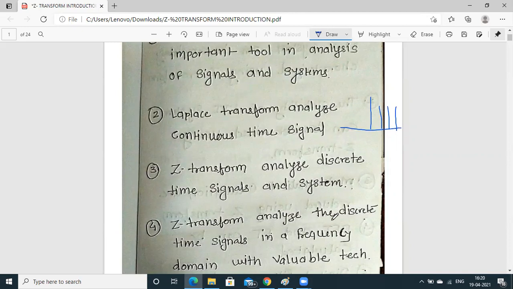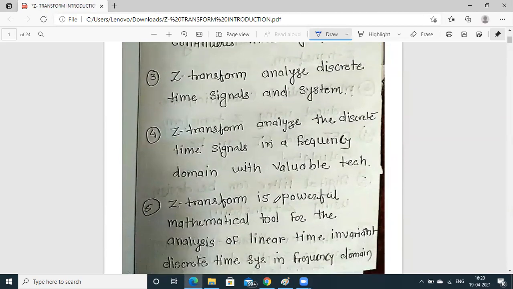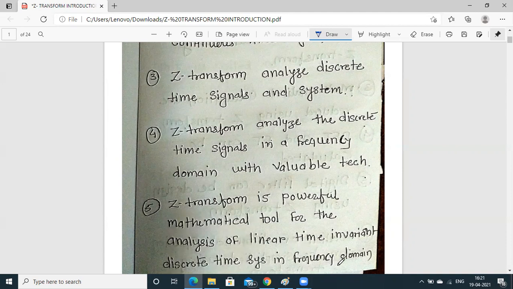Z transform analyzes a discrete time signal in the frequency domain. It is a valuable technique to analyze a discrete time signal. Z transform is a powerful mathematical tool for analysis of linear time invariant discrete time systems in the frequency domain. We can analyze the signal in the frequency domain.